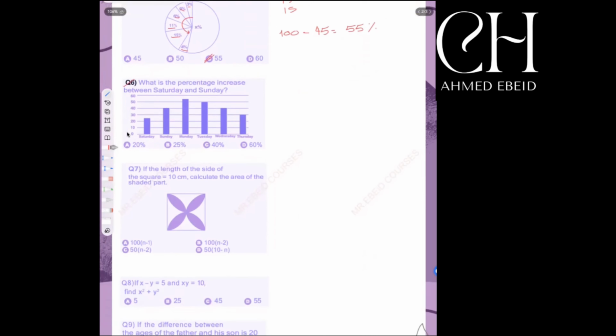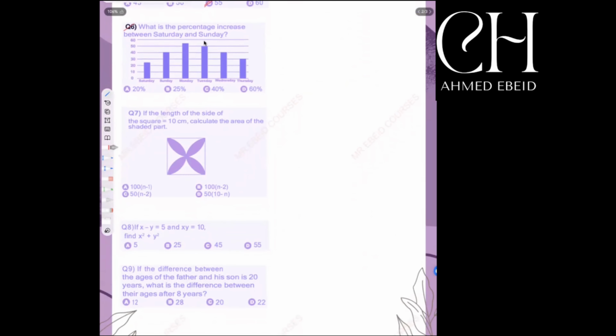For question 6, what is the percentage increase between Saturday and Sunday? How can we answer this question? This is Saturday, between 20 and 30, I think it's 25. And this is Sunday, which is 40. To find the percentage of increase, find the difference between the two numbers over the smaller one times 100, and the answer will be in percent.